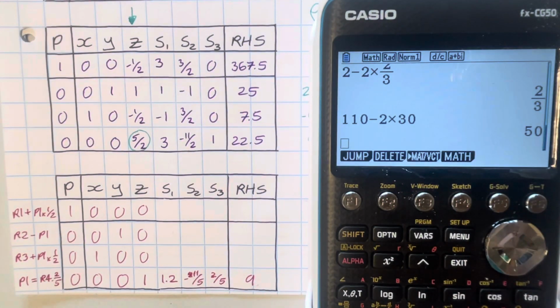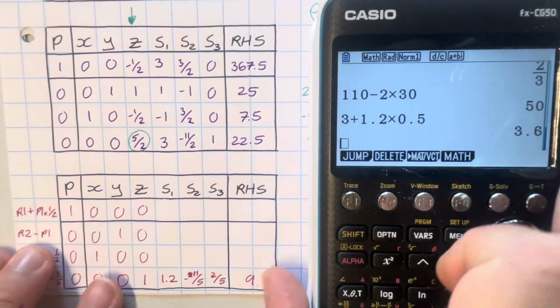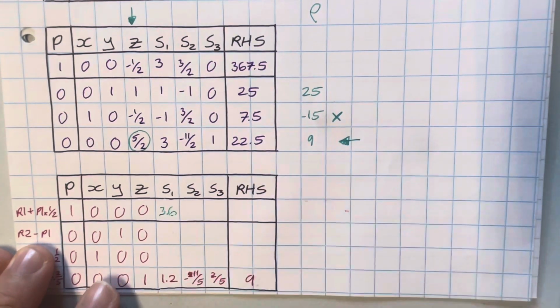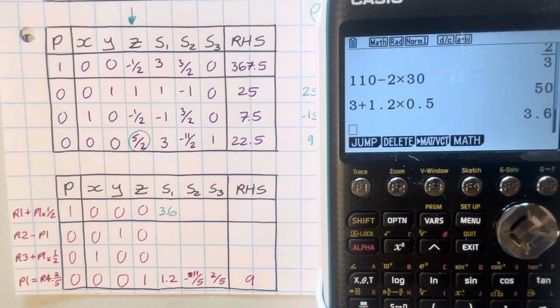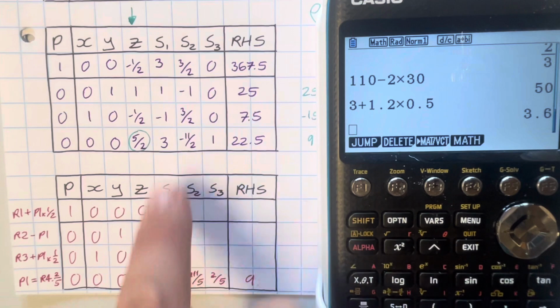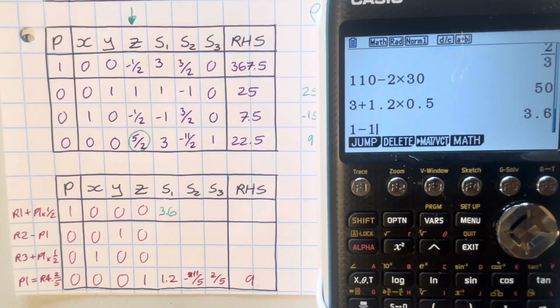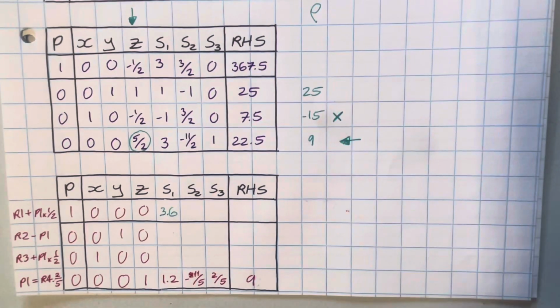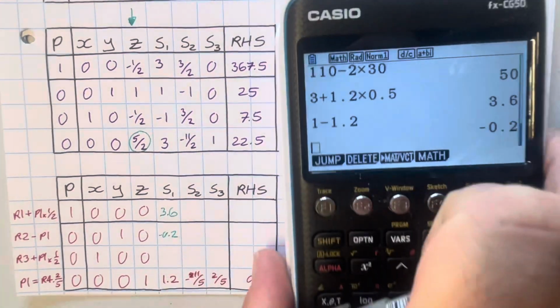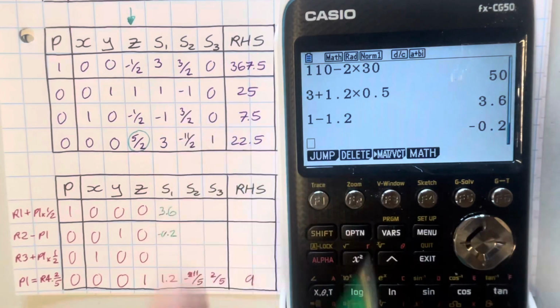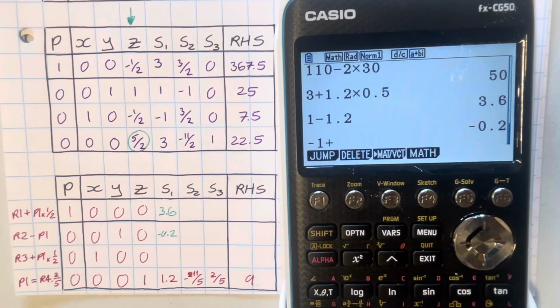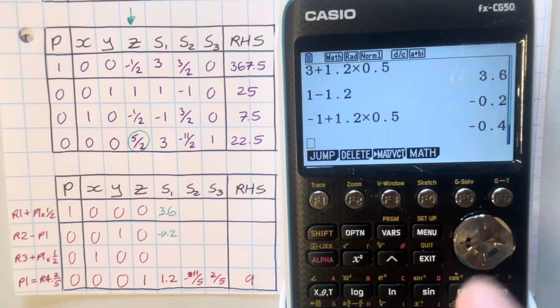Alright, get the calculator out again. Row 1 plus the pivot row times 1/2. So row 1 was the number 3 plus the pivot row, which is 1.2 times 1/2, gives me 3.6. If I just do this column, then I'll just pop the rest down. So row 2 minus the pivot. Row 2 was the number 1, and subtract the pivot, which is 1.2. So that's negative 0.2. And then row 3, which was the number negative 1, I'm going to do plus the pivot row, which is 1.2 times 1/2. So that comes out as minus 0.4.